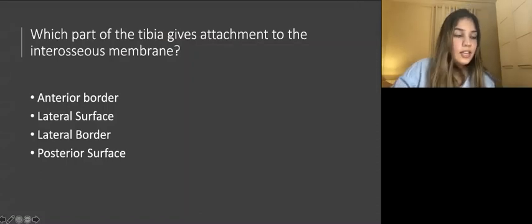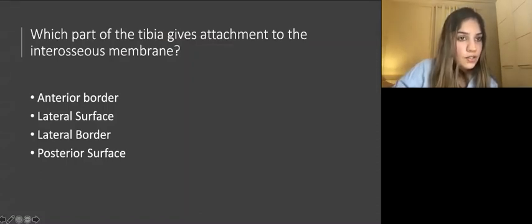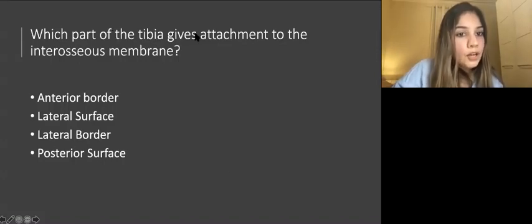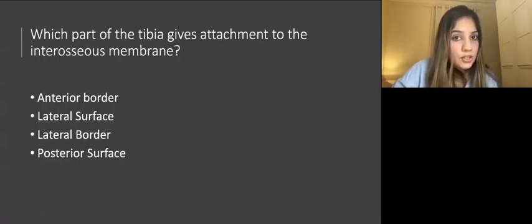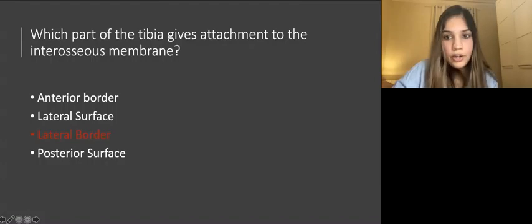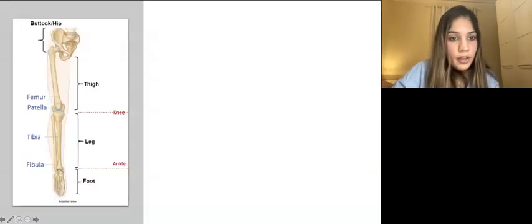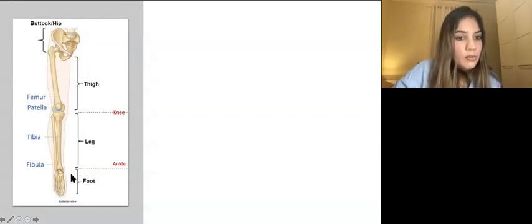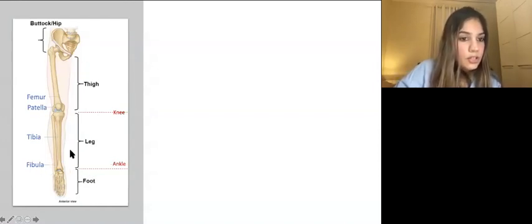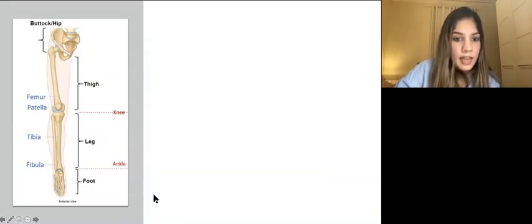Can you remember from what I've said just a couple minutes ago, which part of the tibia gives attachment to the interosseous membrane? Is it the anterior border, lateral surface, lateral border, or posterior surface? Yeah, perfect. So it's the lateral border. Okay. So we're moving downwards. We'll move on to the ankle. We finished with the leg.